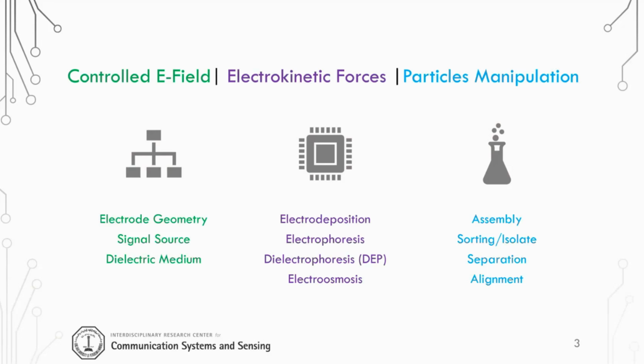And alignment is also another type of manipulation. Usually if your bioparticle is not spherical, let's say you have a rod-shaped particle or some kind of long molecule, how can you align it? You align your molecule across electrodes, for example.